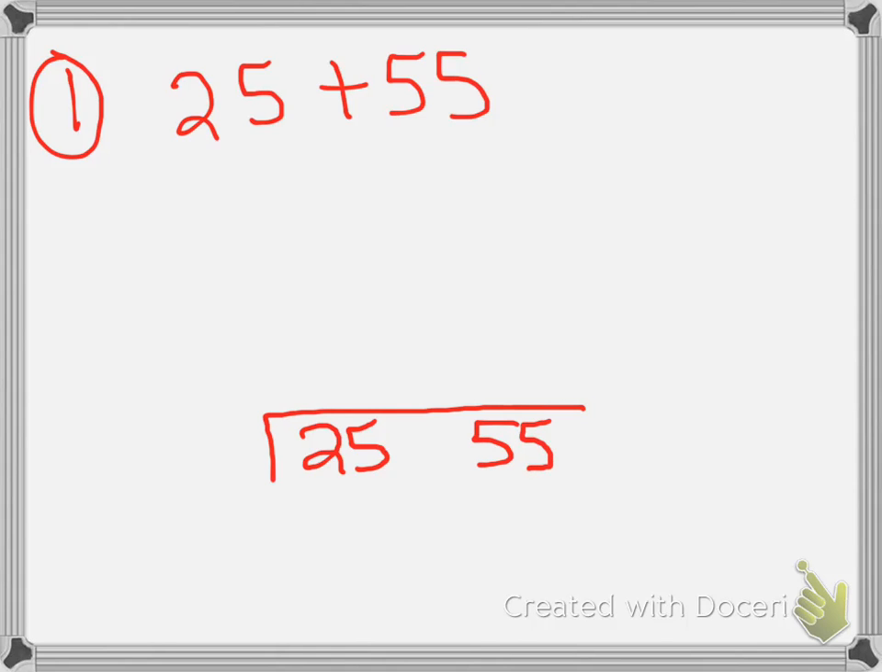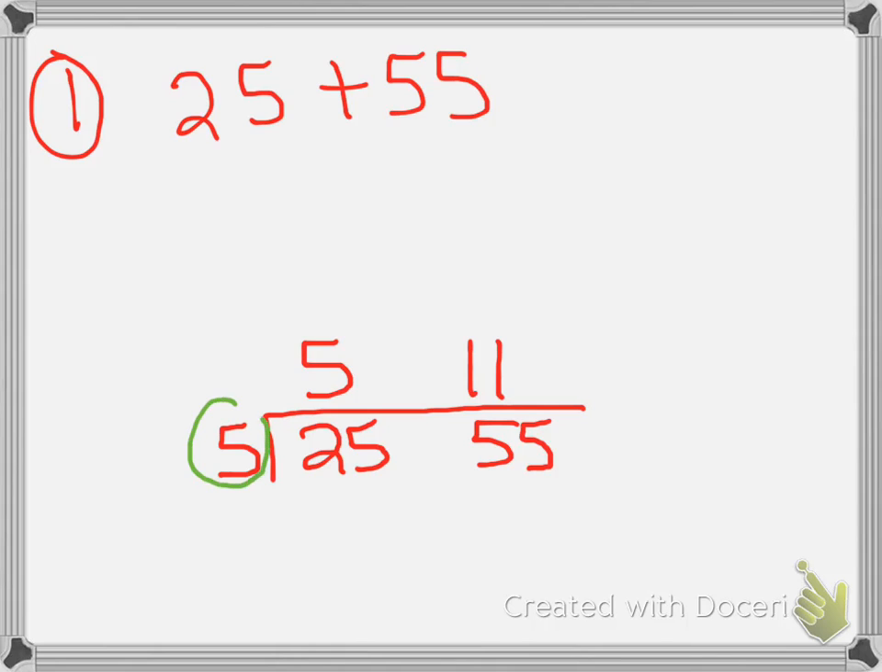25 and 55 have what factor in common? 5. 5 will go into 25 5 times, and 5 can go into 55 11 times. 5 and 11 do not have a common factor, so our ladder is complete, and our greatest common factor would be 5.